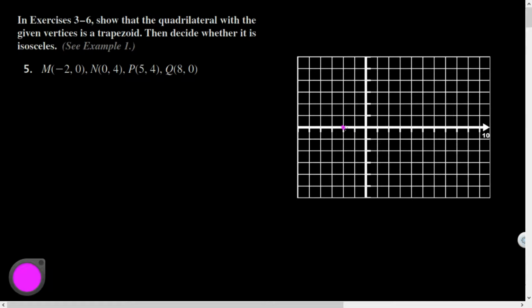So here's M, right there, negative 2, 0. N is 0, 4, up 4 right there. P is at 5, 4, over 1, 2, 3, 4, 5 and up 4. Did I do it wrong? And then Q is at 8, 0, over 4 plus another 4. Looks like that is the Q. So if I draw this trapezoid, they're asking, show that it's a trapezoid.